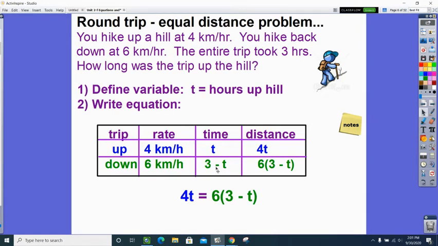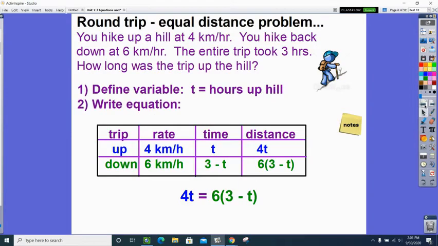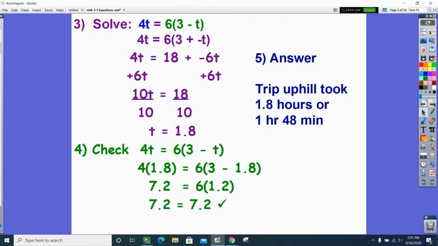Now, I could have asked you other questions, like what was the time going down the hill? Then you would take 3 minus the 1.8. And the distance, you would put the 1.8 in here, but remember that that happens in the check. The distance up was 7.2 kilometers, I think it was, and the distance down was also, of course, 7.2. Was I right with the kilometers? I was.